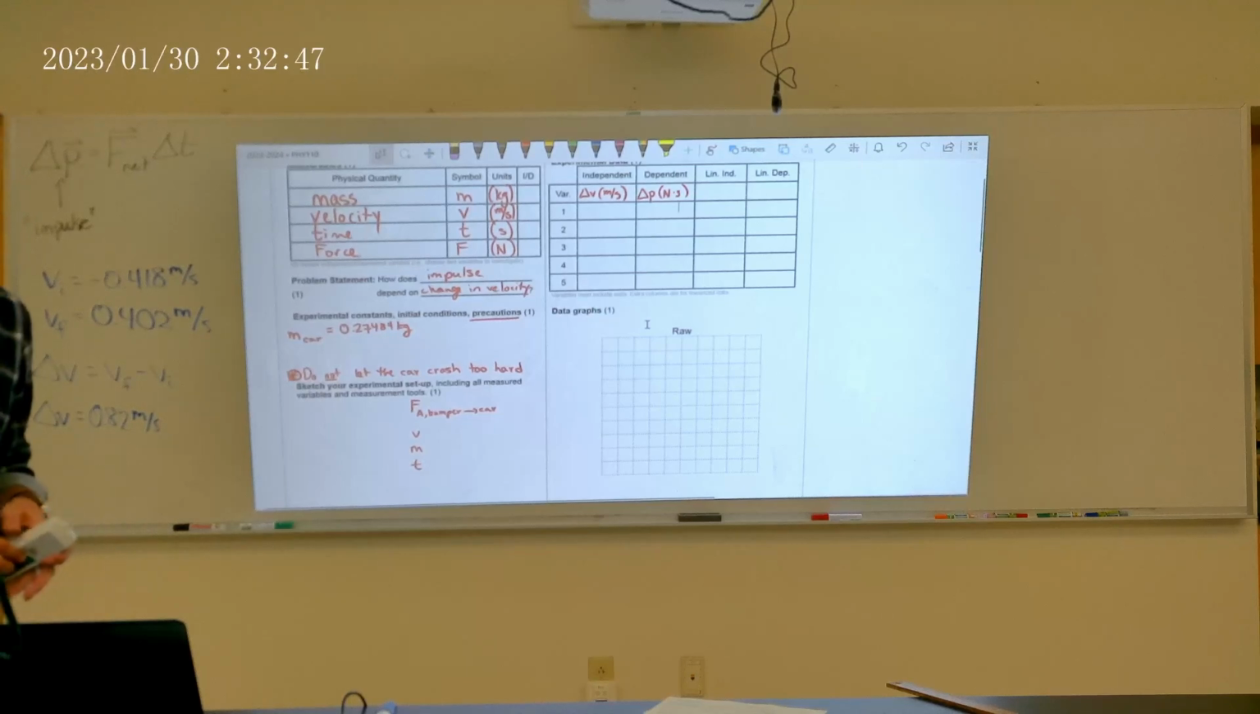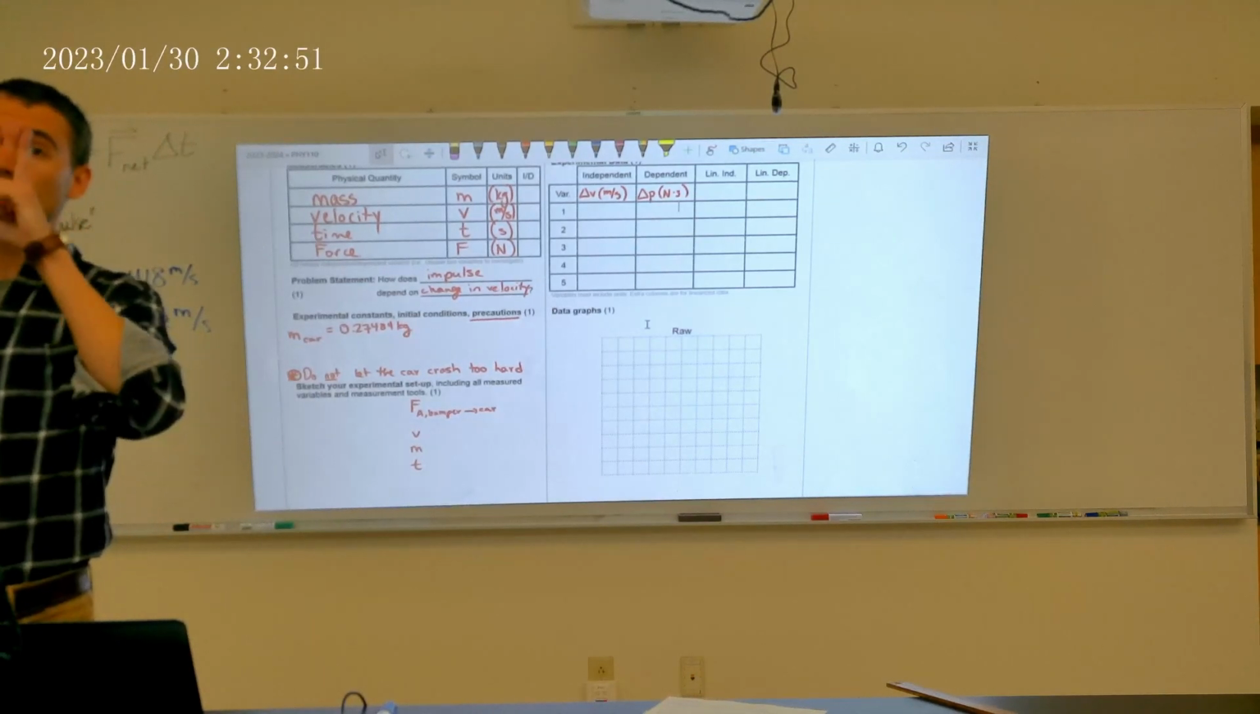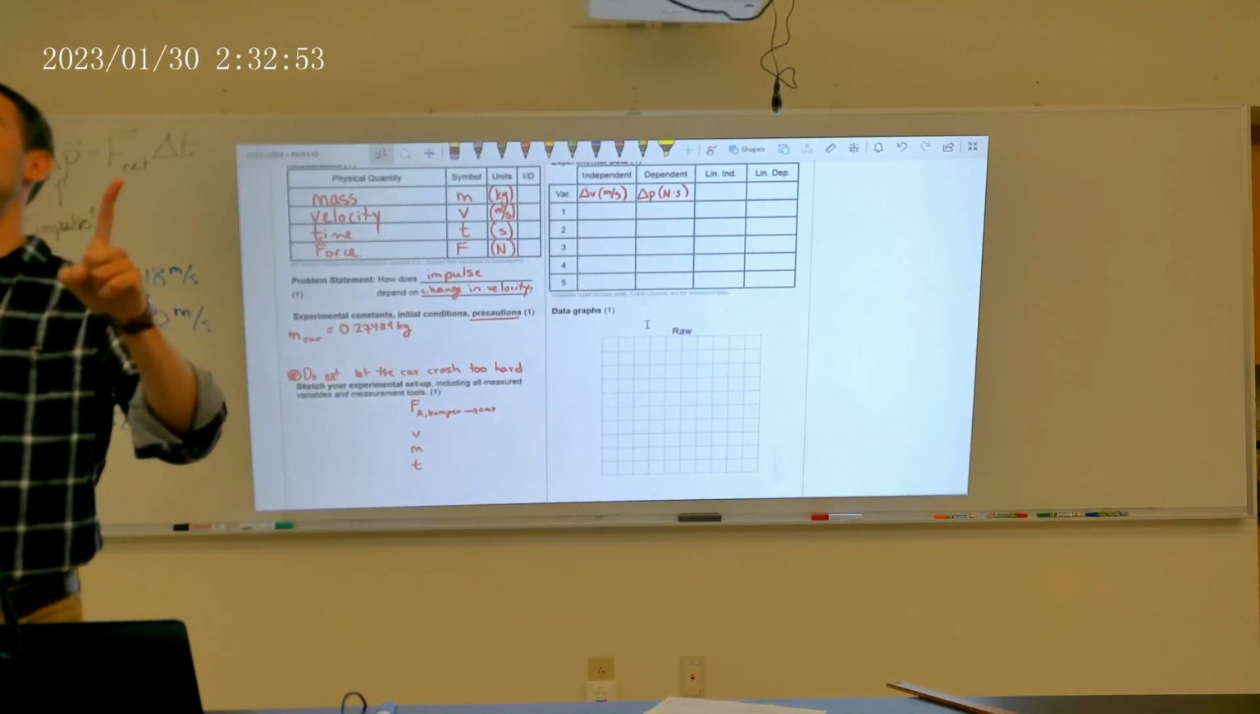Also, please, before you get started any farther, make sure you make a prediction. Please talk to your group about what your prediction is. Make that prediction now.